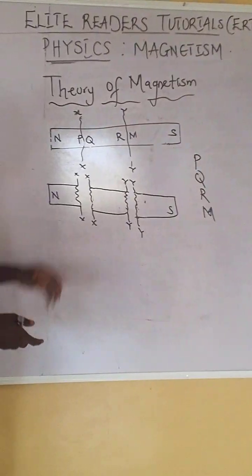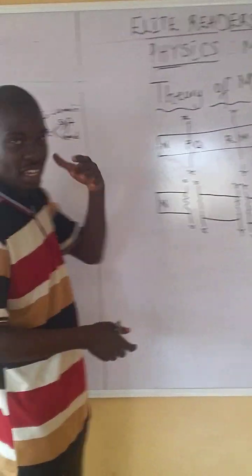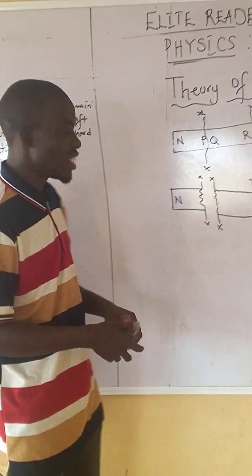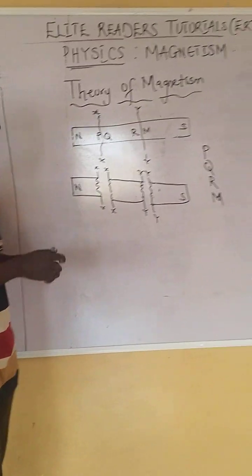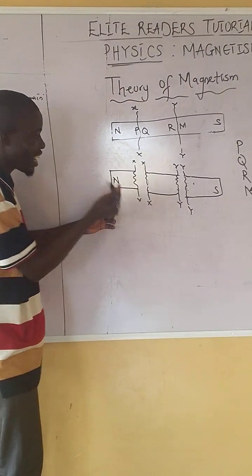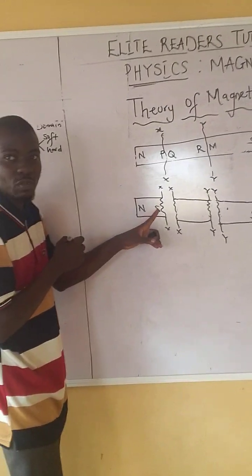So we want to get the polarity. After cutting at this section XX, I told you that whenever we have a piece of magnet, it is going to retain the property. So this is north now. Automatically, this place will be south. Do you get it? Automatically, this place will be south.